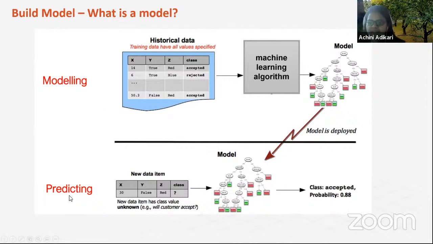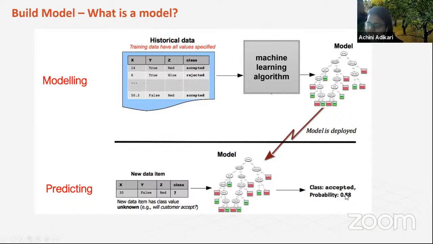So when it comes to predicting, we have a new data item, right? We have X, Y, Z information, but we don't know the class. So we need to predict if this person is going to be accepted or rejected. So we use the model here. We give this data item as the input to the model. The model knows, okay, if we have these values for X, Y, Z, the class is going to be this, right? So it will give the outcome as accepted, and it will say, I am 88% sure. So 88% it will be accepted. So this is how a prediction will work.